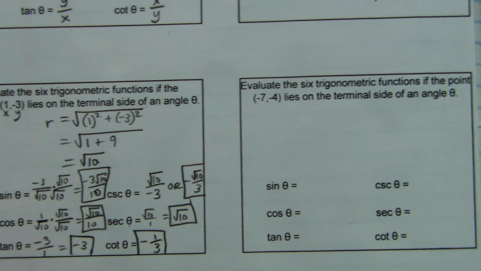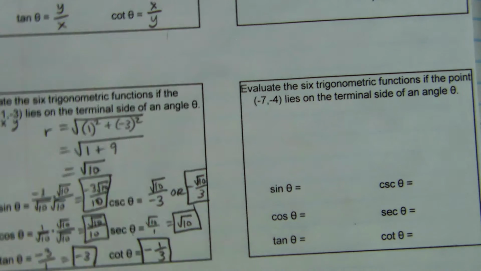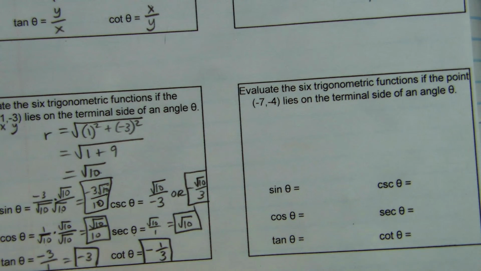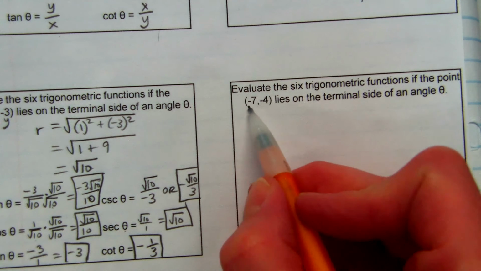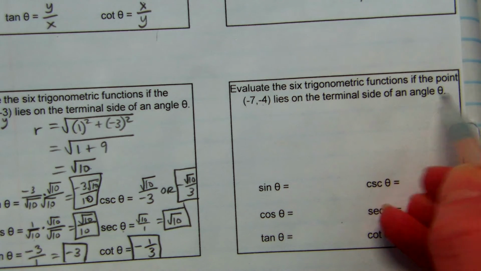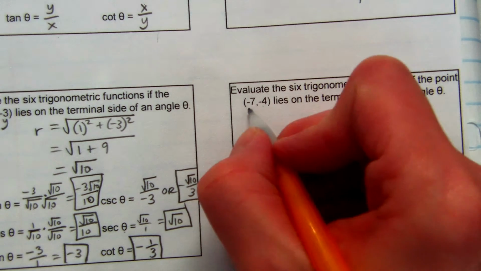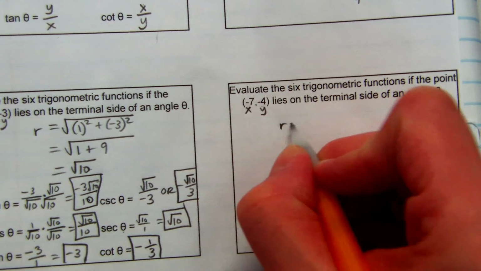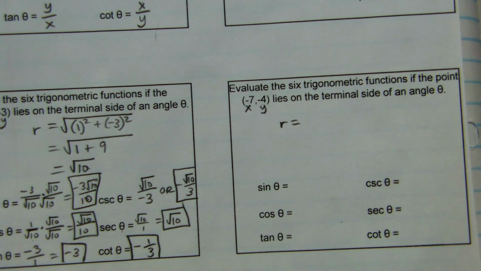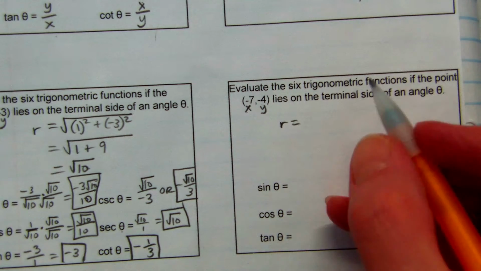Moving into the next box. It's the same directions. They're giving us the point (-7, -4) lies on the terminal side of an angle theta. This is x. That's y. We calculate r. Those are basically the first 3 things you want to do. So figure out what that is, and find this.